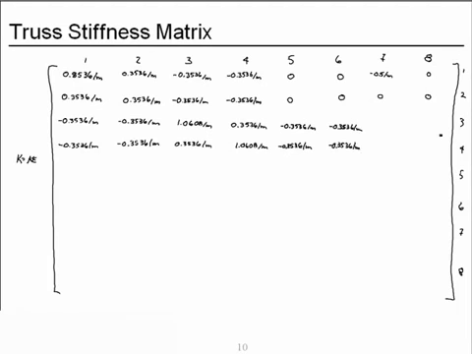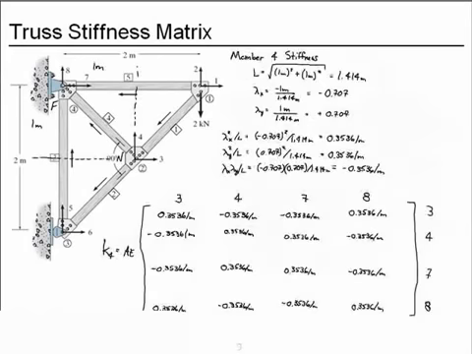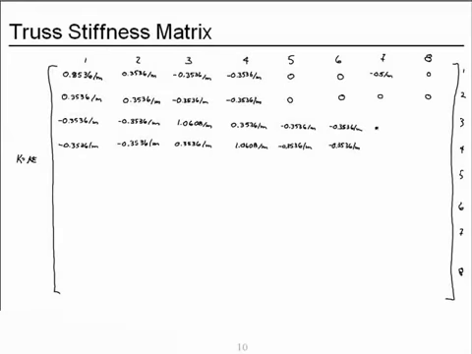In our next chunk, only one member connects degrees of freedom 3, 4, and 7, 8, and that's member 4. So we take rows associated with degrees of freedom 3, 4, columns associated with degrees of freedom 7, 8, and we take this chunk out directly and put it into the structure stiffness.